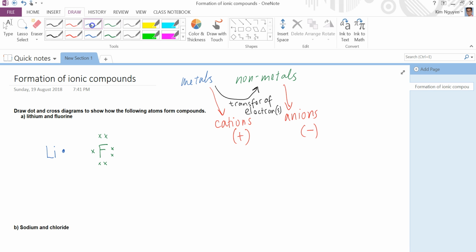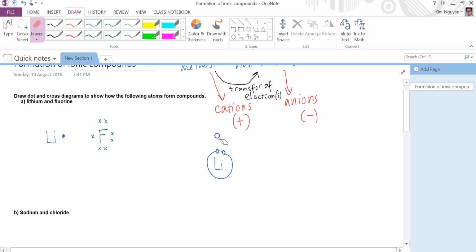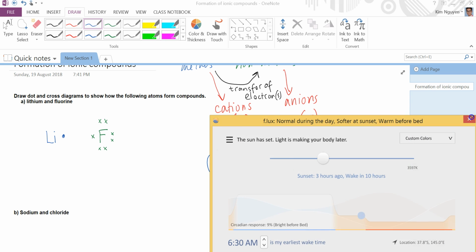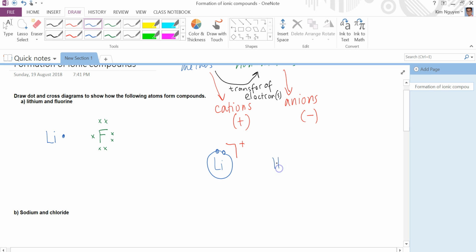Now, if we look at the electron shell structure for lithium, so I'm going to draw all the shells, lithium will have 2 electrons in its first shell and 1 electron in its second shell. Now, if you imagine that lithium were to lose this 1 electron in its outermost shell, it will have a full outer shell, essentially. So in losing that 1 electron, it will become positively charged. And it looks like a noble gas. Noble gases, we know, are stable.